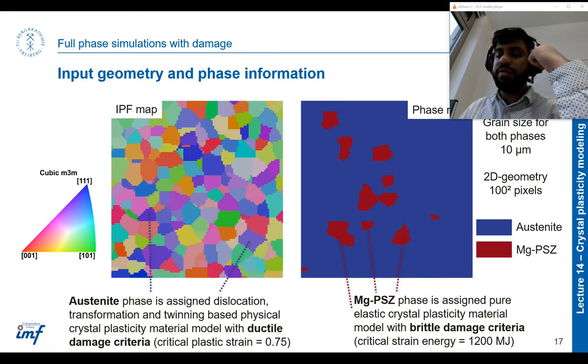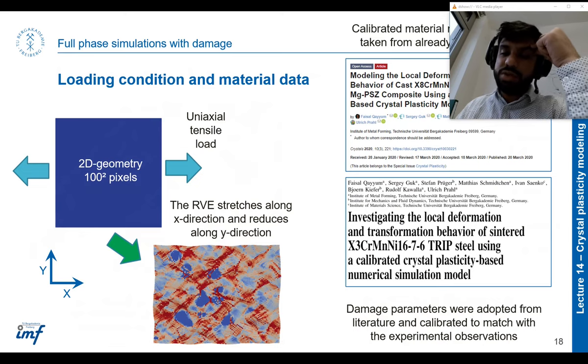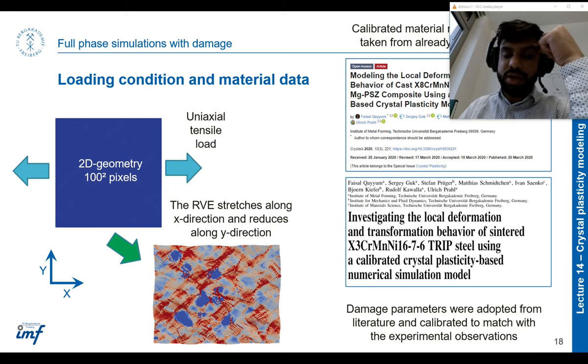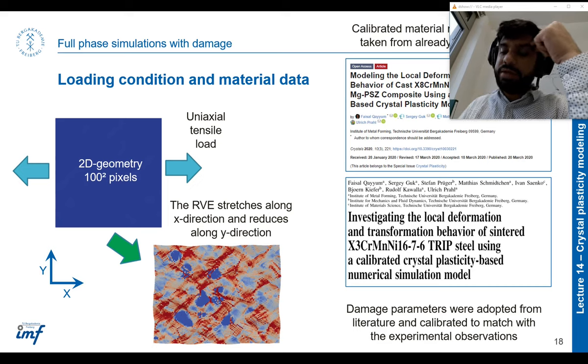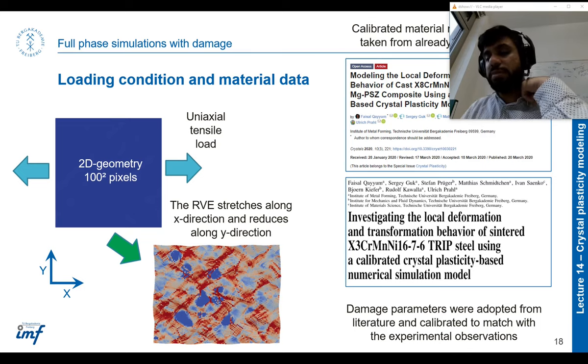So what we did here was that we applied loading on the material along a horizontal axis, and you can see here that due to this applied load, the deformed geometry is shown below, which stretches along the x direction and compresses along the y direction. The calibrated material model parameters were taken from already published data. And the damage parameters were adopted from literature and calibrated to match with experimental observations.